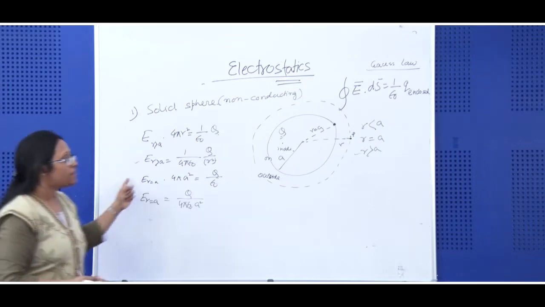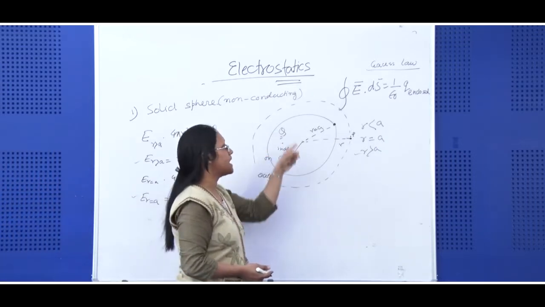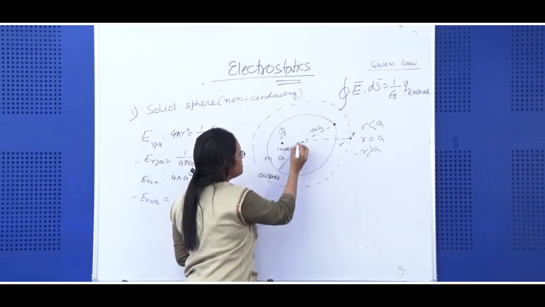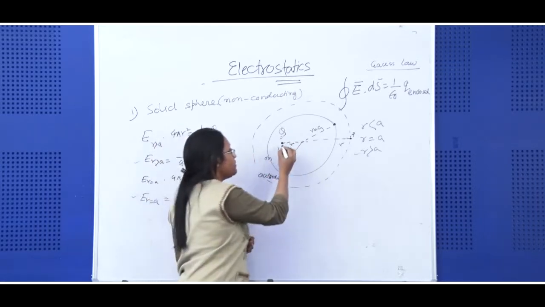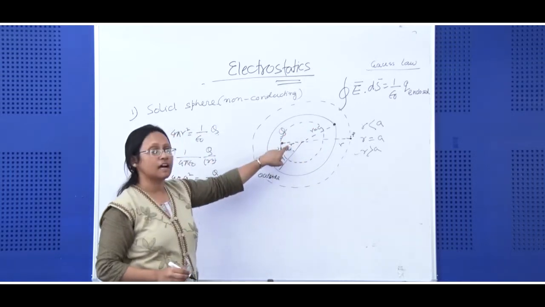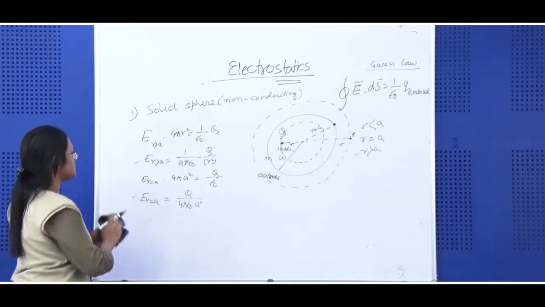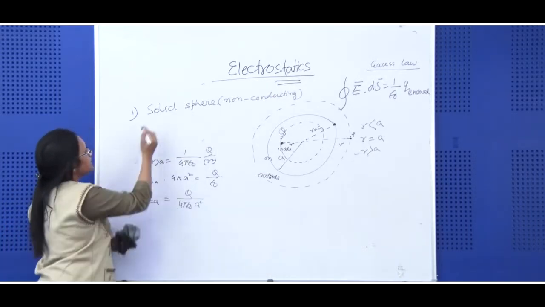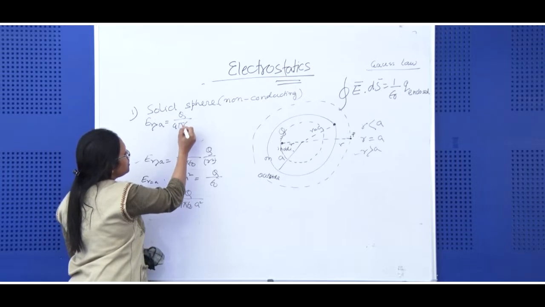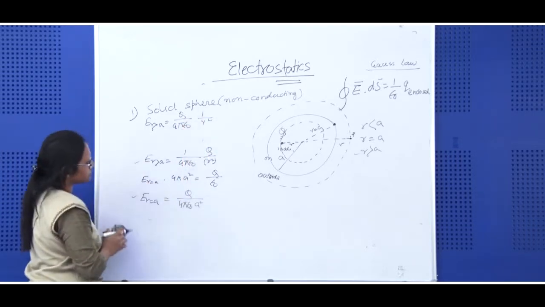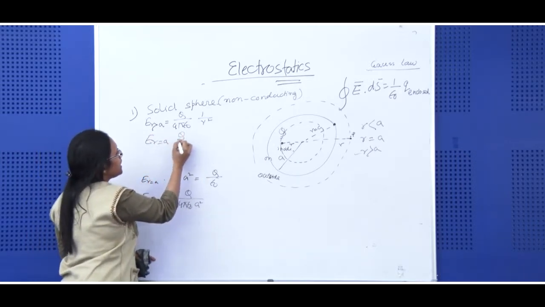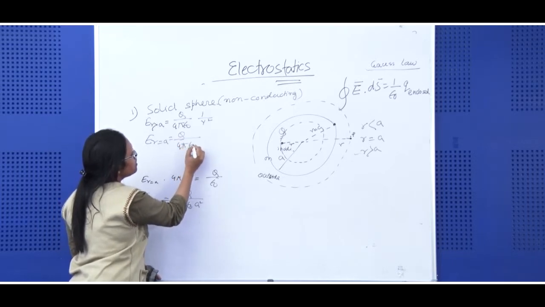It was rather easy. Now we will find the electric field at a point inside the sphere. So let us draw a circle. Let this point be at r, which is less than a, and we will draw a Gaussian surface here having radius r. Now I will write down the results here: for r greater than a, E equals q by 4 pi epsilon naught times 1 by r square, and for r equal to a, it is q by 4 pi epsilon naught times 1 by a square.